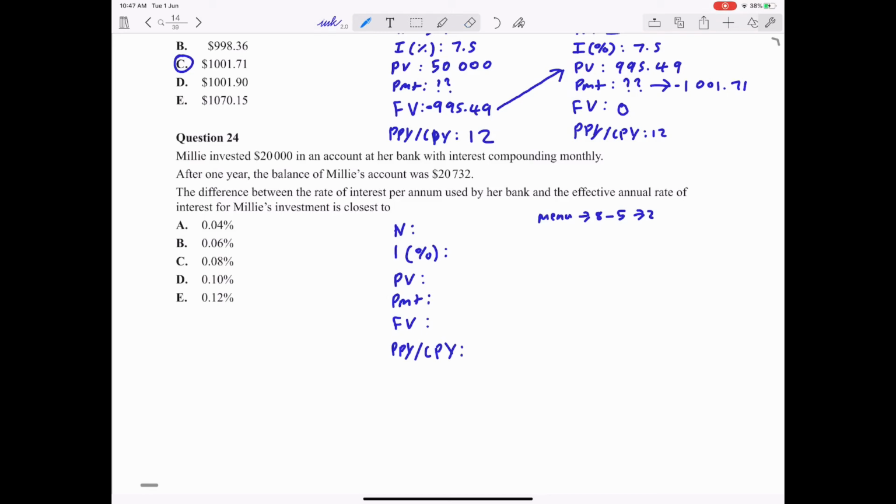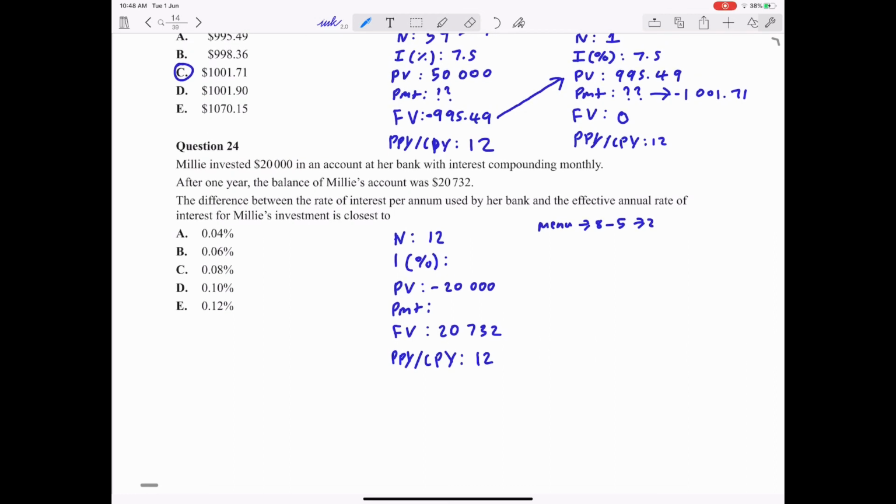So Millie invested $20,000 in an account, so you put that as negative because she's invested the money, as your present value. So negative 20,000, with interest compounding monthly, so that's 12. After 1 year, so 1 times 12 because interest is compounding monthly, you put N is 12. The balance of Millie's account was $20,732. Put it in as positive because this is the amount she has in her account.